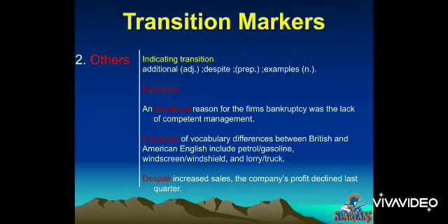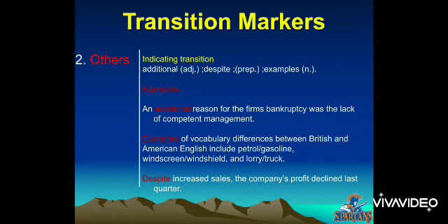An additional reason for the firm's bankruptcy was the lack of competent management. Here, the word additional indicates a previous idea. It's a continuation of a previous idea. Therefore, it's a transition marker. Look at the second example.